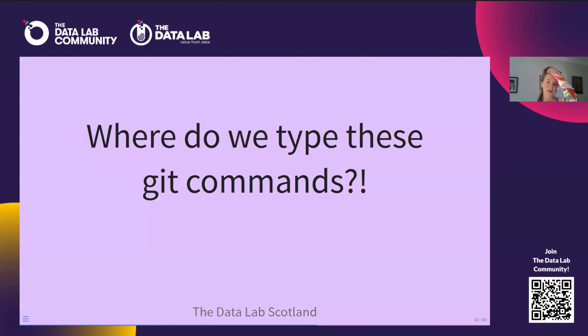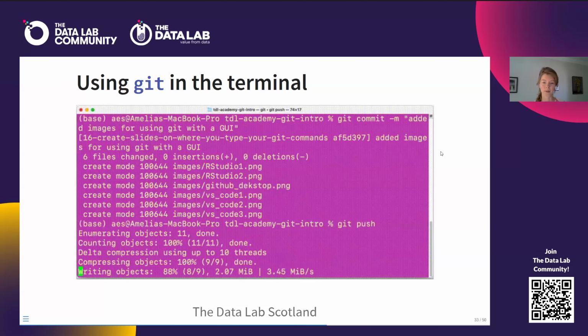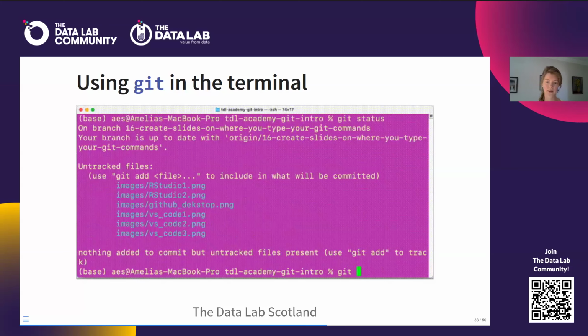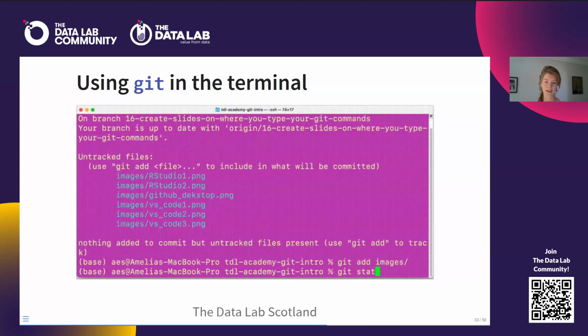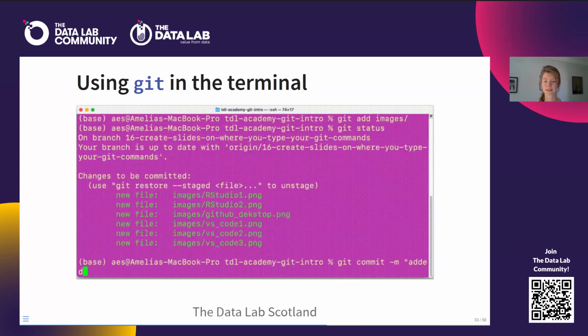Okay, so we've talked a lot about Git commands like Git branching, Git commit, Git pull, but where do we actually type these commands? Where do you actually make Git work? So there's a few different options. So I like to use Git in the terminal. So this is a terminal on my Mac, and I think there's something similar for Windows users as well.